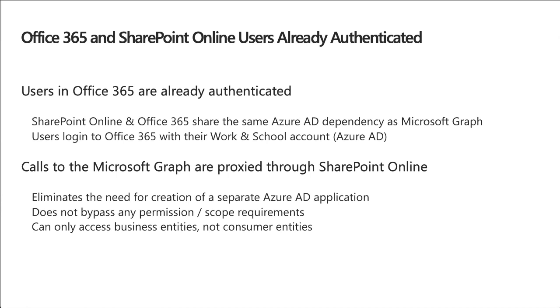This doesn't bypass any permissions or scope requirements. You still have to grant permissions to SharePoint Online to talk to the Microsoft Graph. But it does eliminate the fact that we can't use any consumer entities in our calls. Everything is all going to be based on business-based entities that we're going to talk to.